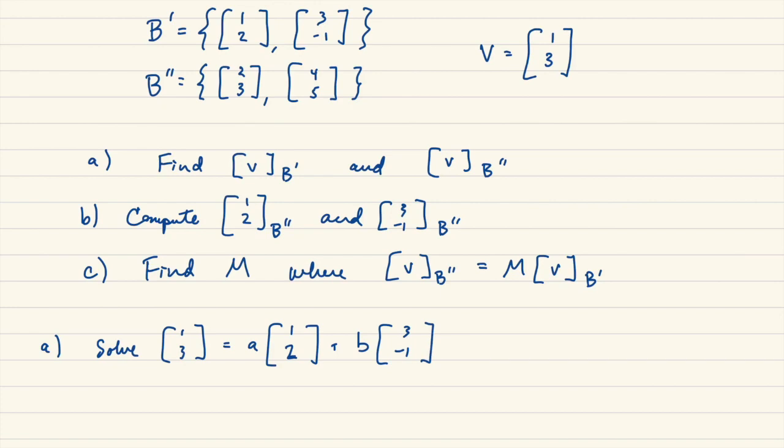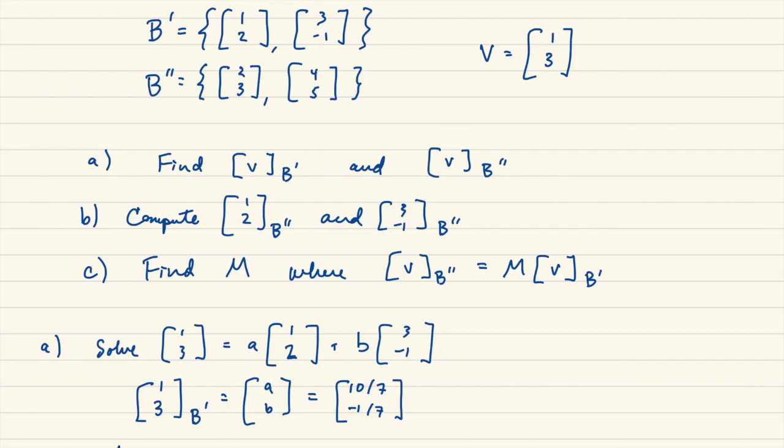And it turns out when we do that, (1, 3) with respect to B prime is going to be the values of A and B that we get when we solve this. And it turns out that's going to be 10/7 and -1/7. So 10 over 7 and negative 1 over 7. So that is our vector v with respect to B prime.